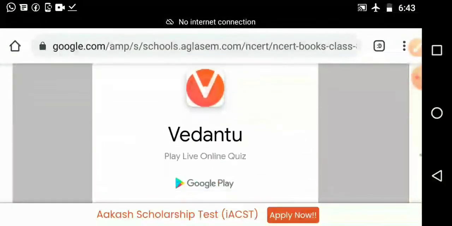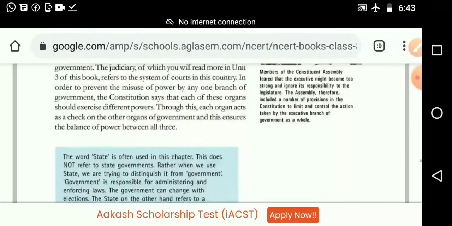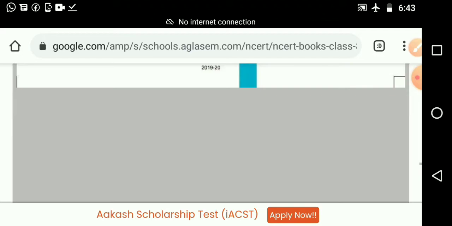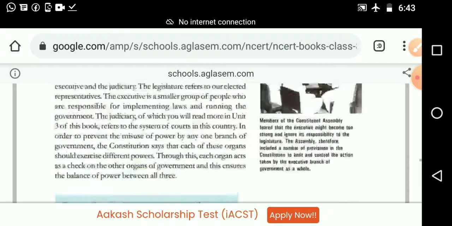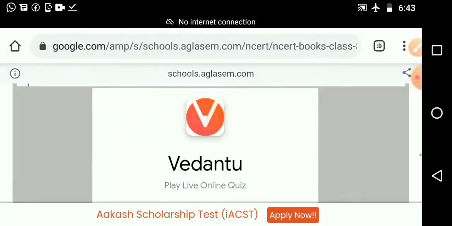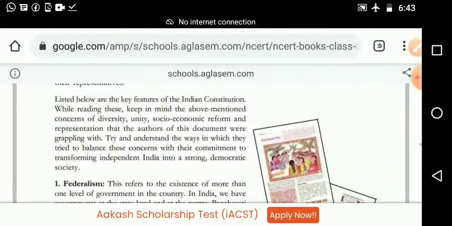Then next comes the separation of power. According to the constitution, we have three major organs: executive, legislature, and judiciary, and each and every organ has its own separate power, and all three stand as a checkpoint on each other. So before starting the lesson, we will watch a small video clipping about the Indian Constitution and its features.